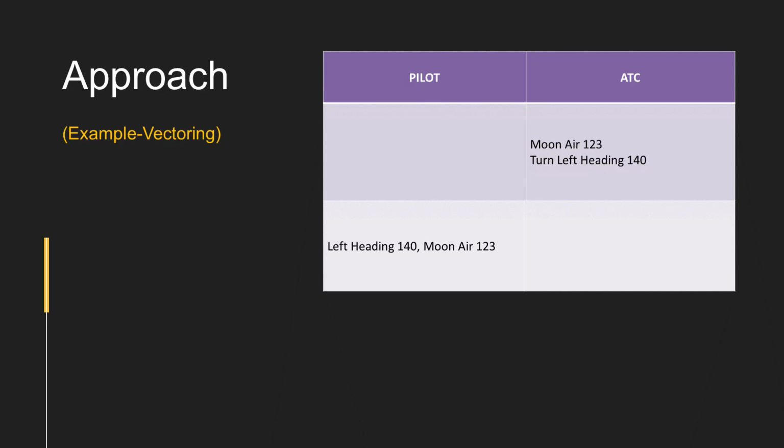ATC may also give us a radar vector to separate us from other traffic. Let's have a look at the example. Munir 123, turn left heading 140. Left heading 140, Munir 123.